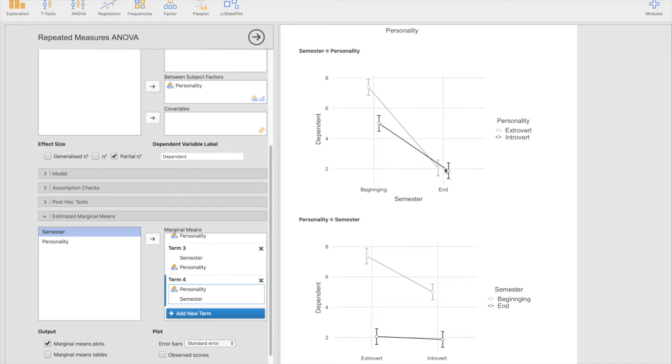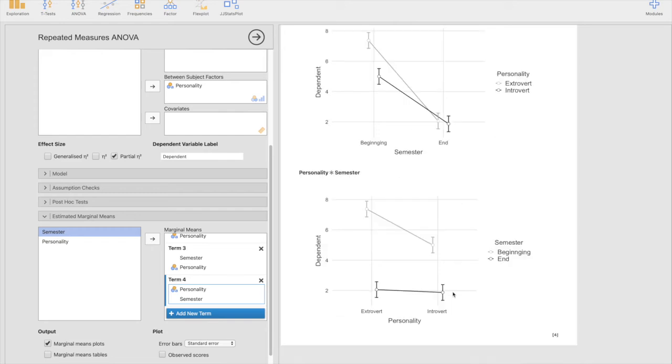For introverts, happiness dropped less than it did for extroverts as we went from the beginning to the end of the semester. When I look at it the other way, I like this second way better. This one makes more sense. At the end of the semester, extroverts and introverts did not differ in terms of their happiness, but at the beginning of the semester, extroverts were happier than introverts. So happier, sadder, equal happiness, essentially.